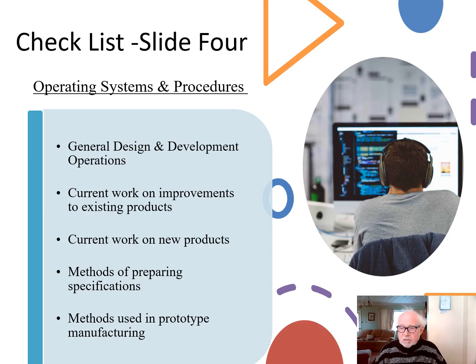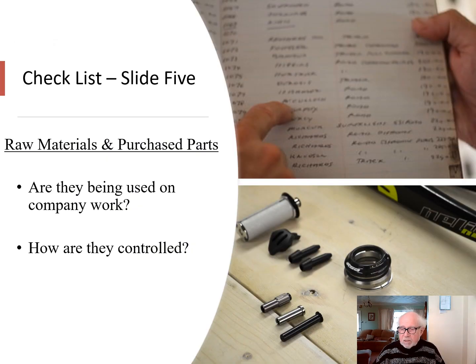The progress of work on new products and improvements to existing products needs to be kept up to date daily with details of work completed and work in progress. Is that happening? It is not unknown for staff to order parts and work on their own products during working hours on company premises. So it's worth checking that staff are ordering parts for and working on company products at all times.